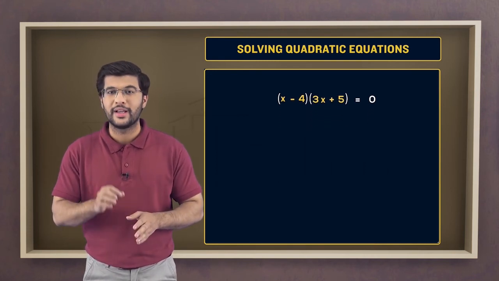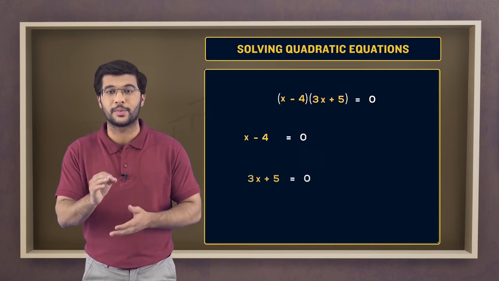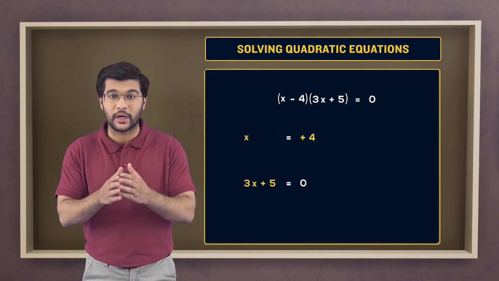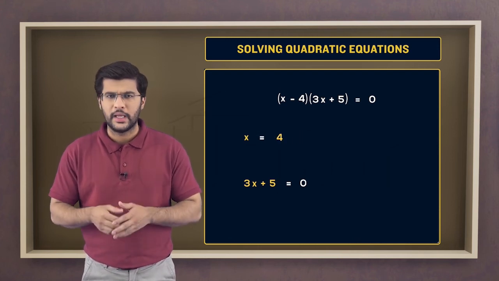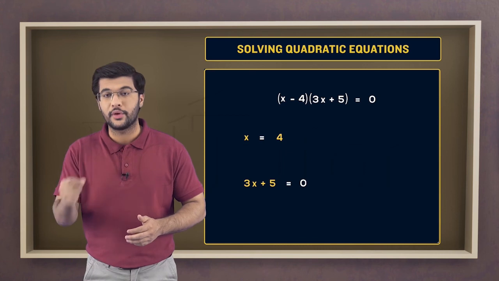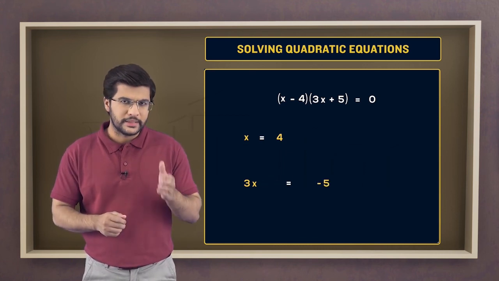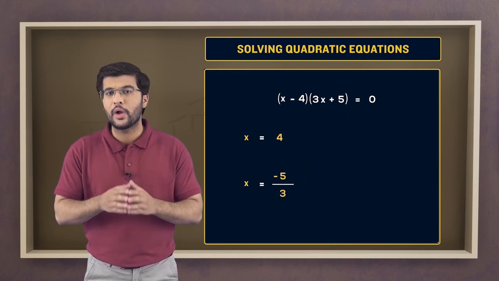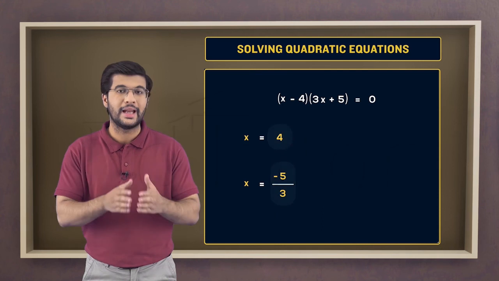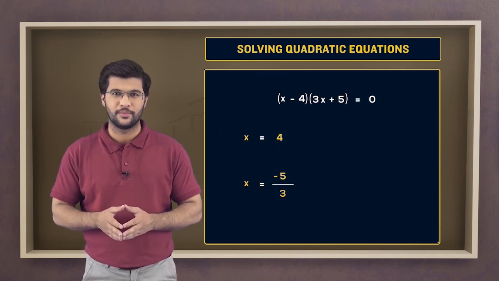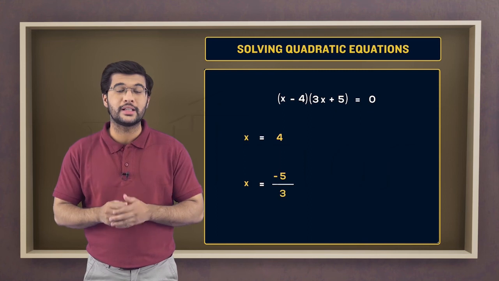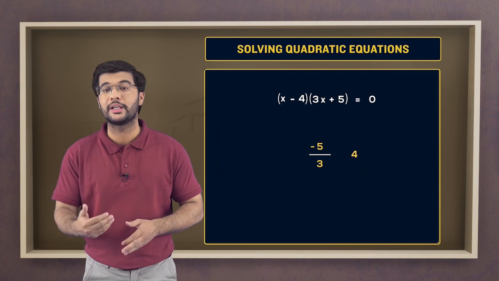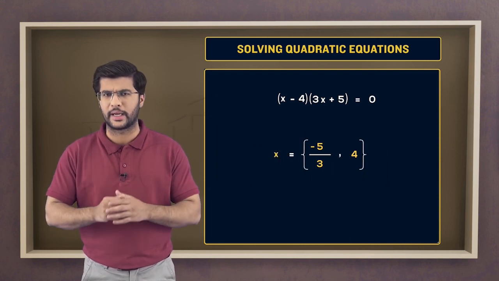All we have to do now is equate x minus 4 and 3x plus 5 to 0. In the first one, we'll shift negative 4 to the right hand side to isolate x, and in the other one, we'll shift positive 5 to the right hand side and then shift this 3 as well to isolate x. We now have two values of x, 4 and negative 5 upon 3. Lastly, since both of these are the solution of the given equation, we'll note them down in a solution set of x like this in curly brackets.